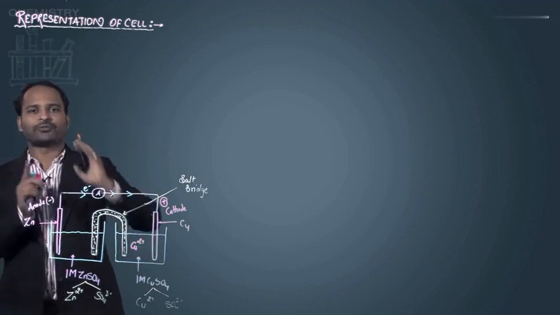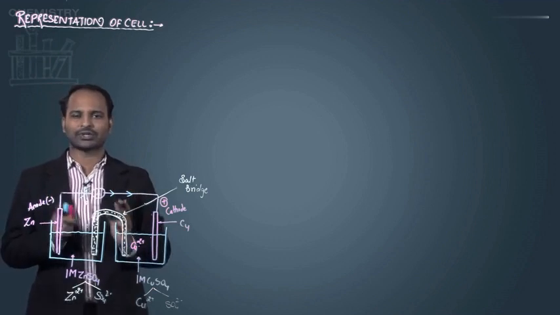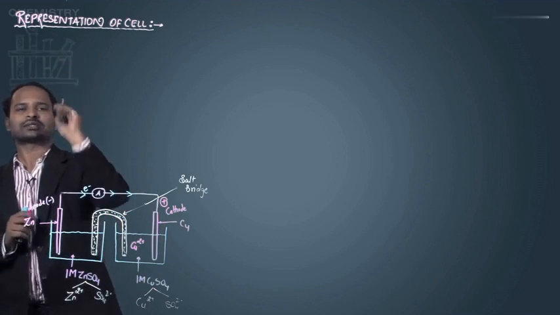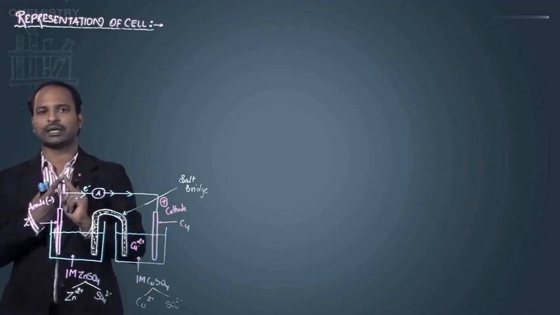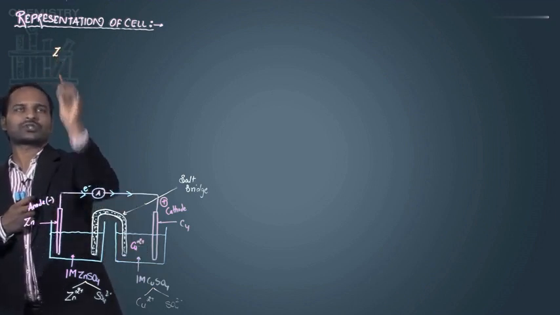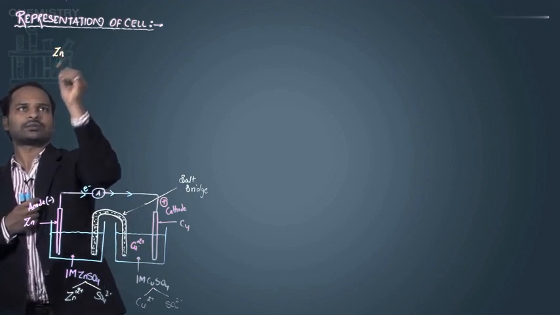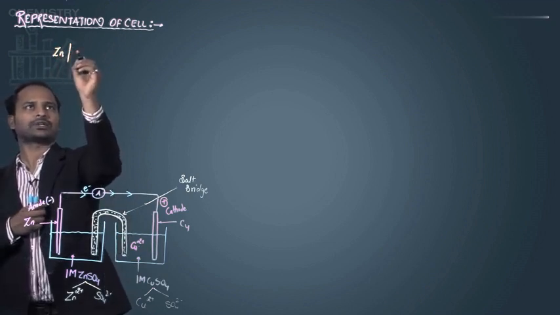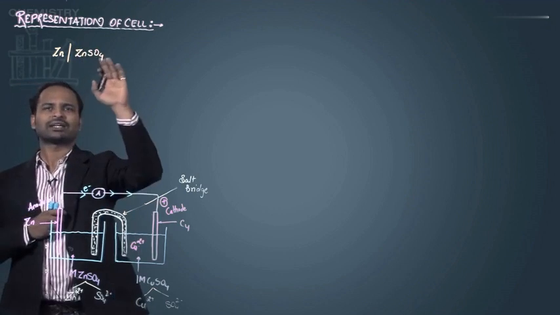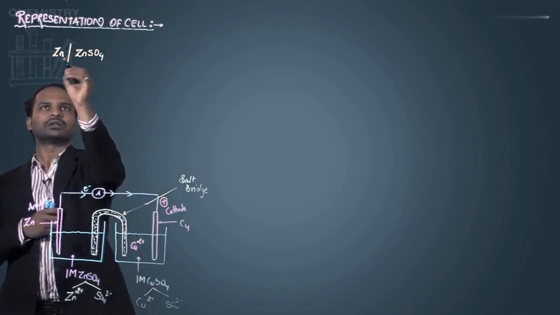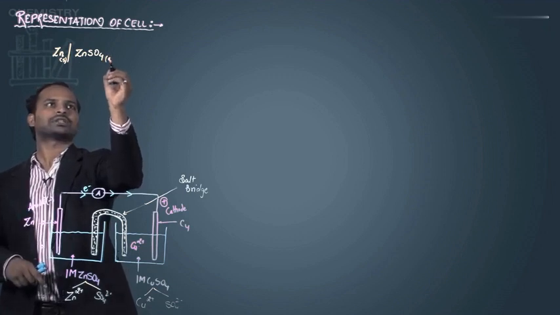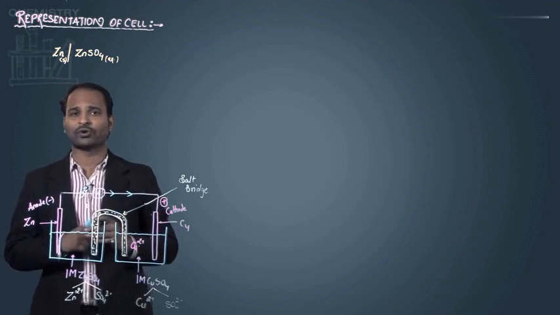Before writing the cell representation, let us first represent each half cell, that is, each electrode. The rule says that a single electrode will have two things, an electrode and an electrolyte. So first, the zinc one is made up of a zinc electrode, and the electrolyte is zinc sulfate. Or I can write zinc sulfate first and then the zinc electrode. Then mention the state. Zinc, the electrode, is in solid state, and zinc sulfate is in aqueous state because the solution is dissolved in water.